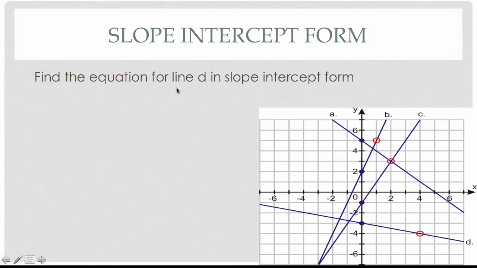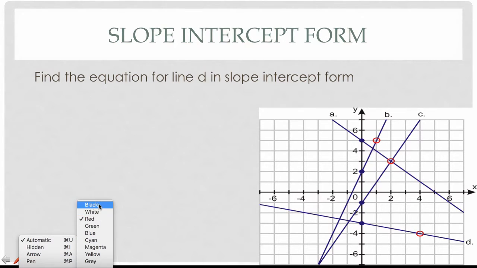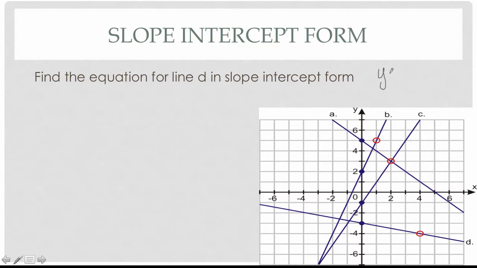Okay. So let's find the equation of some lines here. We got A, B, C, and D. And we're going to use this y equals mx plus b form and find the slopes and y-intercepts of those lines. So let's do A, B, C, and D.